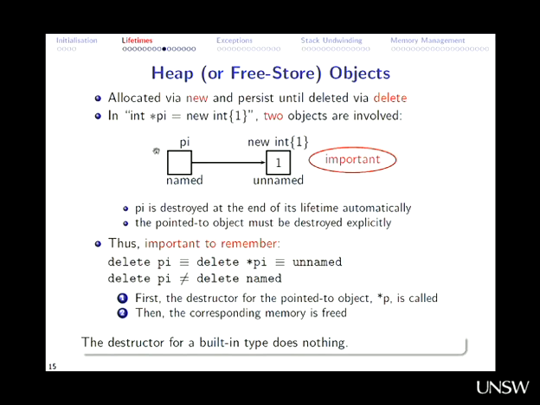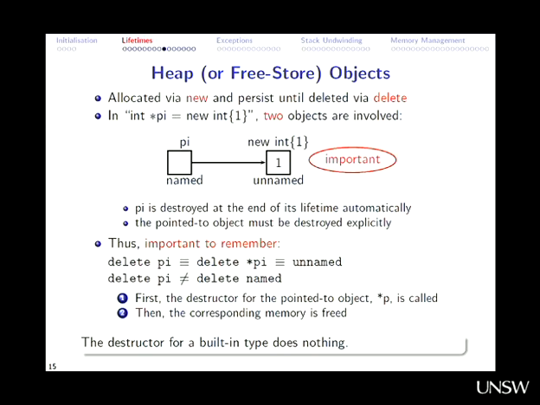So when we say int star pi equals new int 1, two objects are involved. Pi, which is the named object. I don't actually know why pi is equal to 1. Normally it would be 3.14, but here you go. It's pointing to an int. It's a named object, and it's going to persist while it is in scope, so a local scoped object. This new int 1 is the unnamed object, and it's on the heap.